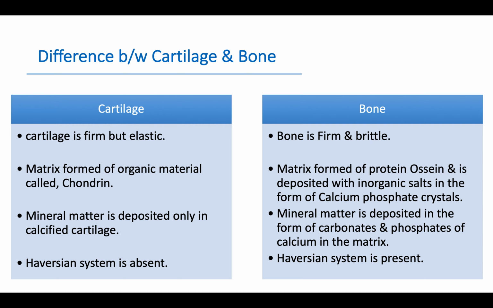Mineral matter is deposited only in calcified cartilage, while in bones, mineral matter is deposited in the form of carbonates and phosphates of calcium in the matrix. Haversian system is absent in cartilage, but Haversian system is present in bones.